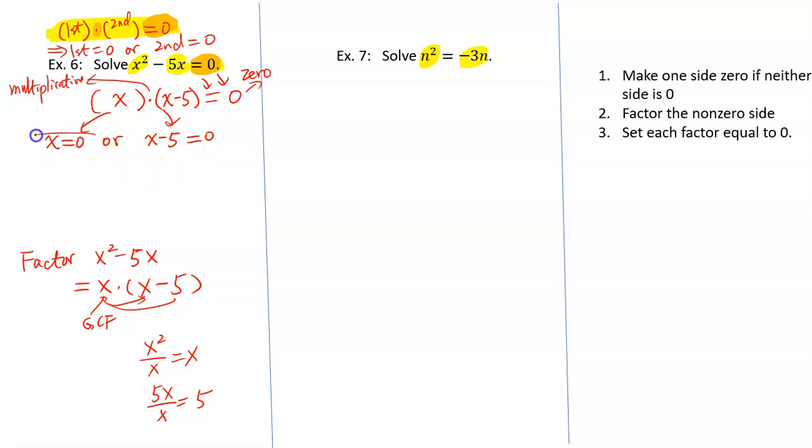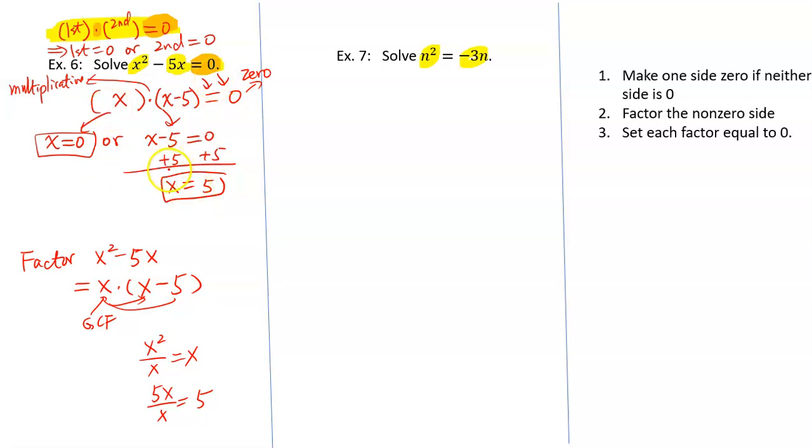In the first equation, x is already by itself, so I don't have to do any work here. In the second equation, x is not by itself, but I can add 5 to both sides to get x by itself. So we have two answers, two solutions. One of them is 0, the other is 5, and both of them will work.